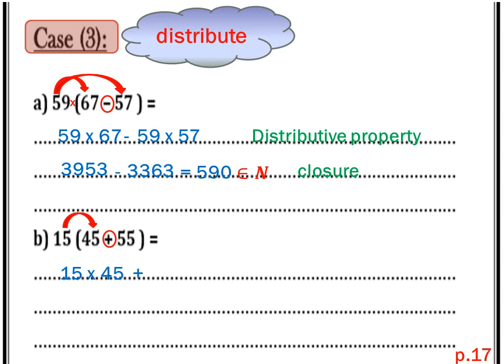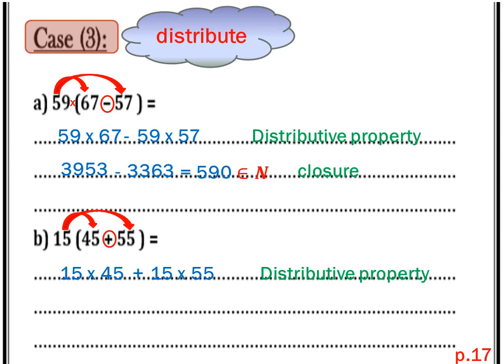And now 15 times 55. Like this. Don't forget to write the name of the property, which is distributive property. And now let's calculate the answer. Can we put all of this on calculator and write the final answer? No, we have to solve it step by step.